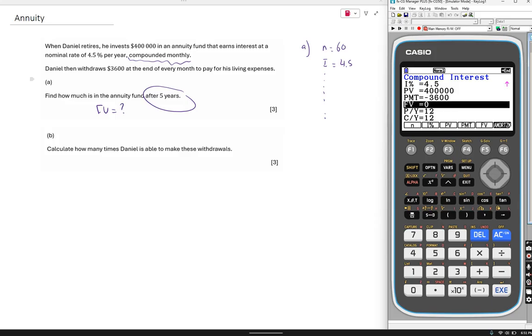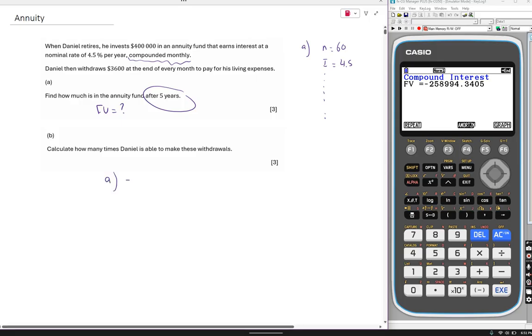Now remember I said we wanted to solve for the future value. So now at the top you press F5 for future value. And I'll write it down here. We get the future value is 258,994. We want three significant figures, so it is 259,000. Now, I know this says negative on the calculator, but watch what happens.